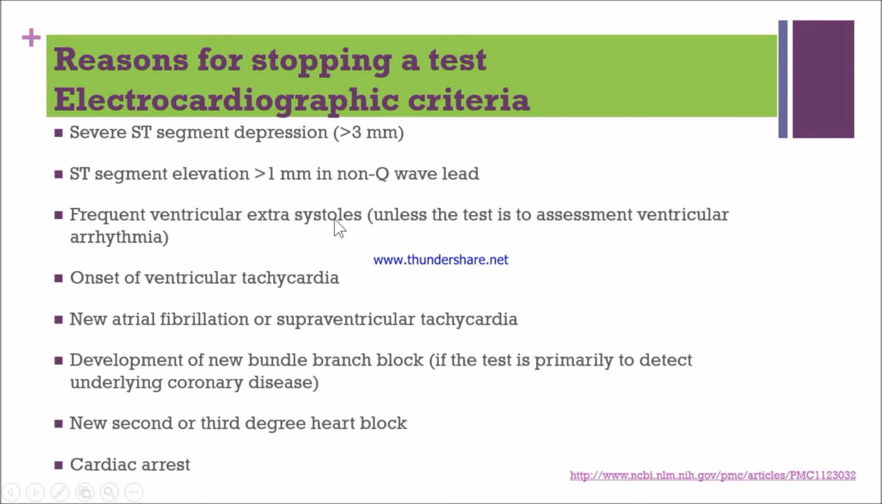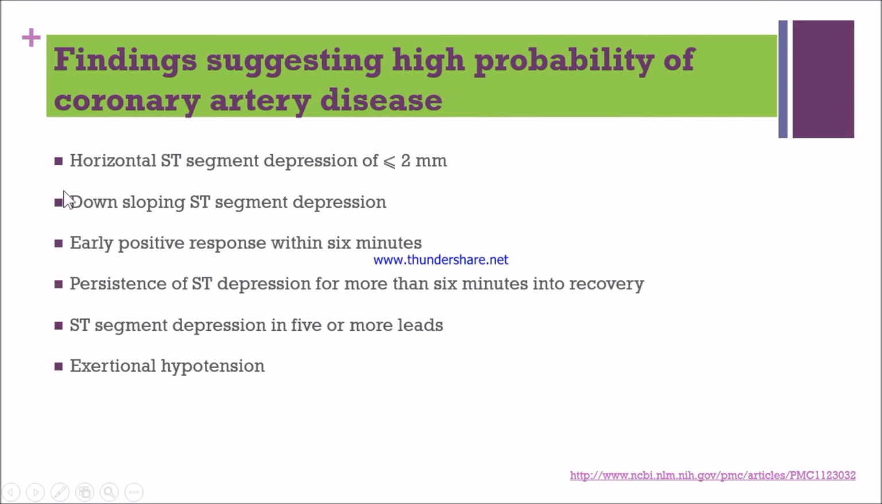If the patient is having ventricular extrasystoles, ventricular tachycardia, new atrial fibrillation or supraventricular tachycardia, development of right or left bundle branch block, second or third degree heart block, or cardiac arrest, these are all signs and symptoms to stop the exercise. Next, the findings for coronary artery disease: horizontal ST depression greater than or equal to 2 mm, downslope ST segment depression, early positive response within 6 minutes, persistent ST depression more than 6 minutes in recovery, ST segment depression in 5 or more limb leads or chest leads, and exertional hypotension. These are all findings for the probability of coronary artery disease.